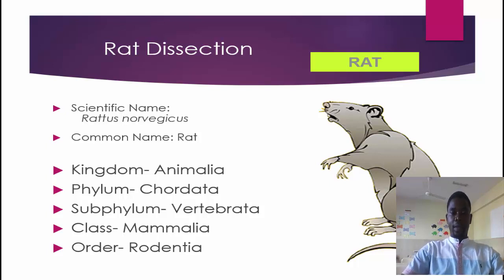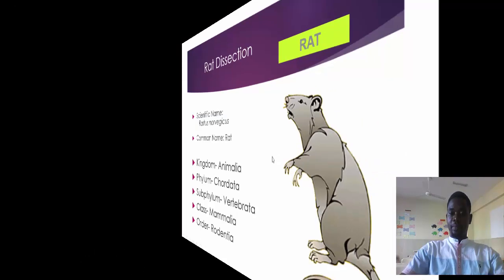Rat dissection. Let's start with the classification of a rat. The rat has the scientific name Rattus norvegicus. Its common name is rat, the English name of course. Kingdom Animalia, phylum Chordata, and subphylum Vertebrata. It belongs to the class Mammalia and order Rodentia.